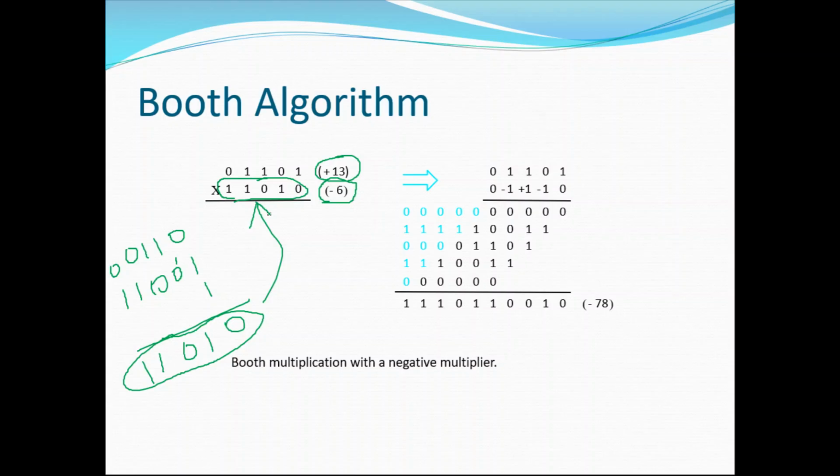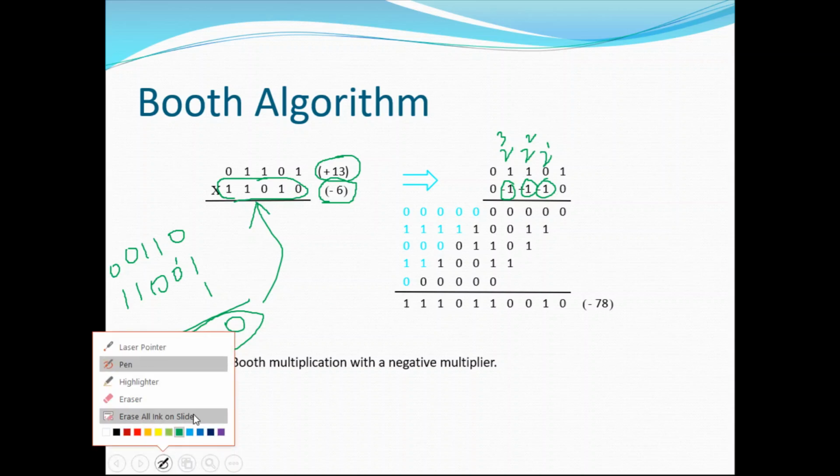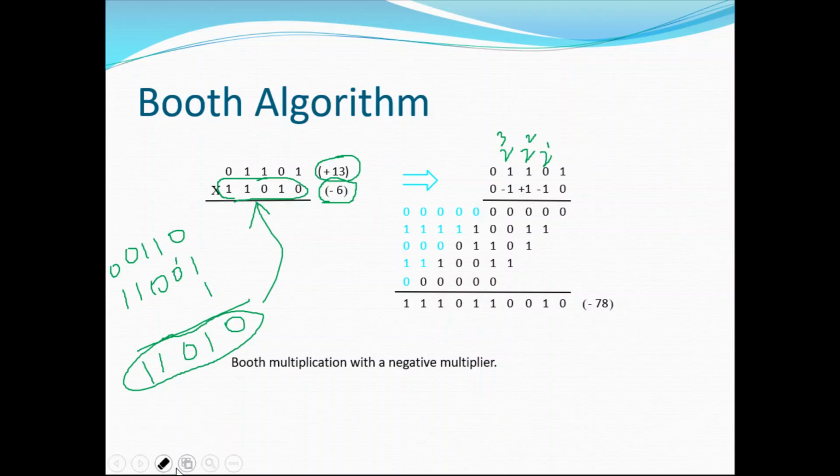So Booth's algorithm, what will it do? Here again, if you see, there is a minus 1 here, a plus 1 here, and a minus 1 here. This is 2 to the power 1, this is 2 to the power 2, this is 2 to the power 3. 2 to the power 1 is 2, but this is minus 2. 2 to the power 2 is 4, but this is plus 4. 2 to the power 3 is 8, again this is minus 8. So minus 8 minus 2 is minus 10, minus 10 plus 4 is minus 6.